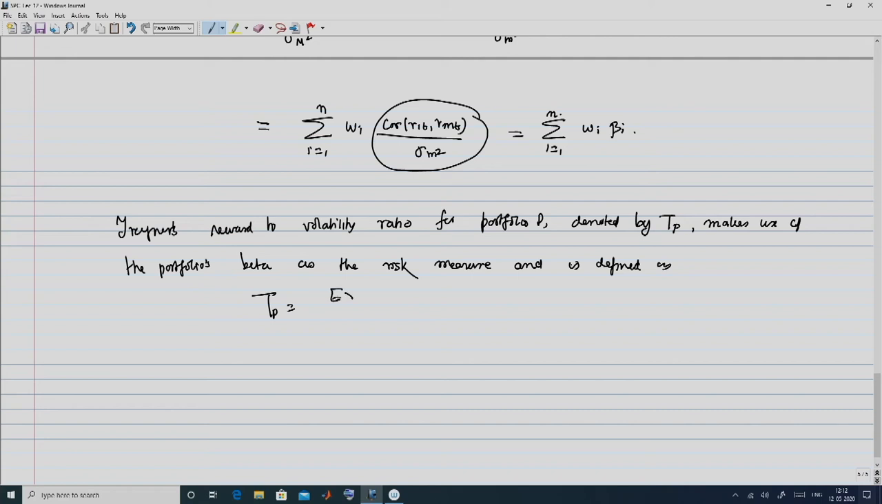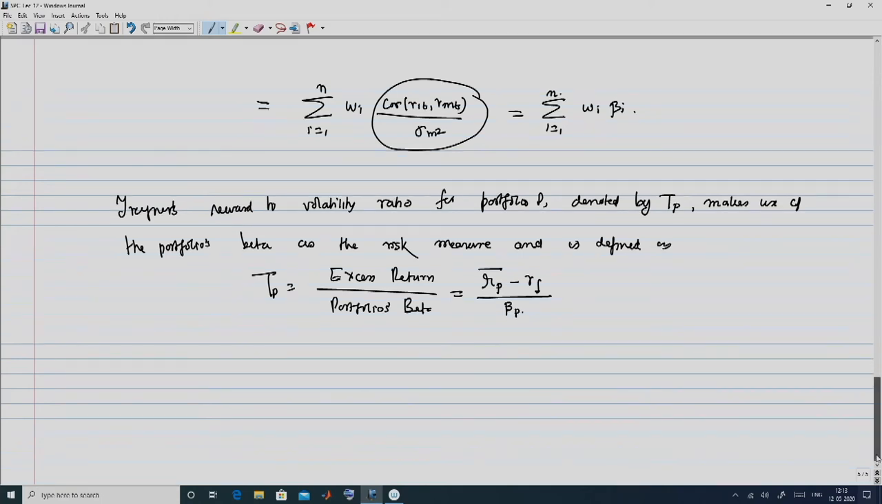Accordingly, we define T_P as being excess return or risk premium over the portfolio's beta. This is going to be excess return as before, R_P bar minus R_F, divided by the portfolio's beta, which is beta P. All right, so let us now come to the last of the three measures, and that is what is known as the Jensen's measure.